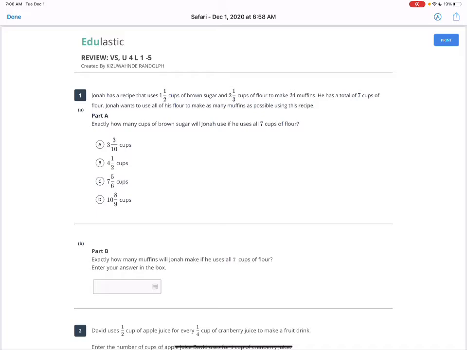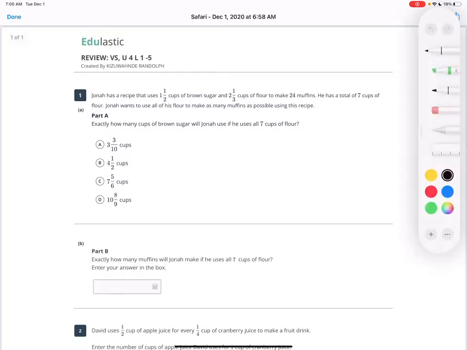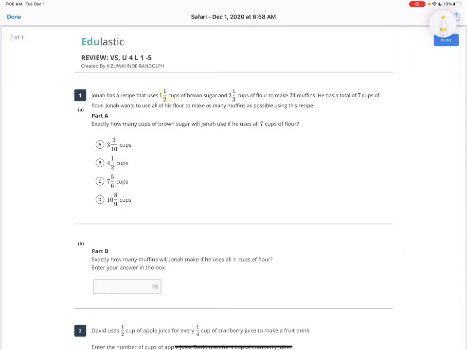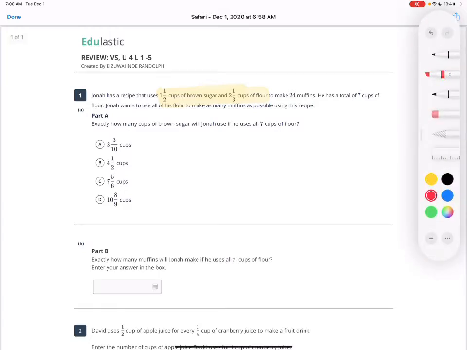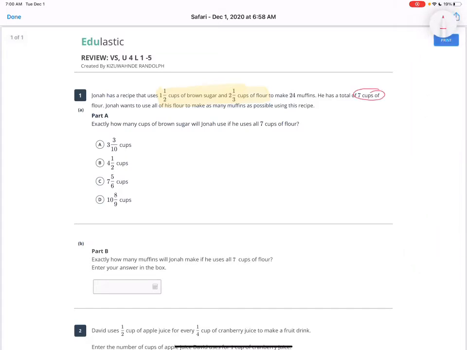All right. So needless to say, I need to start off doing some annotations. What I'm going to start off is annotating this ratio that's given to us, which is 1 1/2 cups of brown sugar to 2 1/3 cups of flour. Another thing that's imperative, and you guys can circle this, I'll circle this in red, is that he has 7 cups of flour.